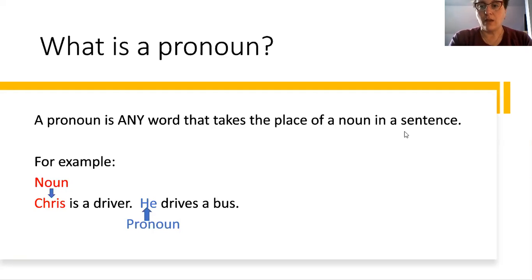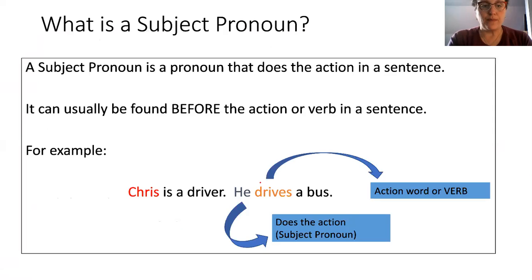Now, before we even get into object pronouns, I think we need to do a little review of what subject pronouns are. A subject pronoun is a pronoun that does the action in a sentence. It's the doer of the action. And how we can recognize a subject pronoun is that they usually happen before the verb or the action in a sentence.